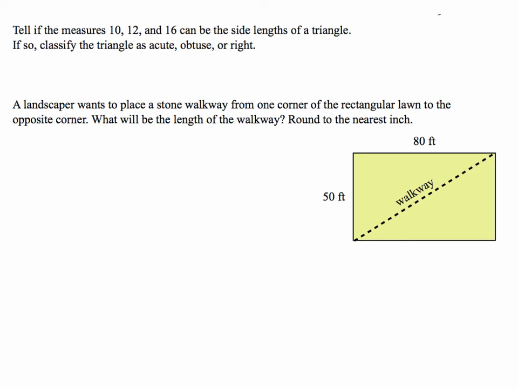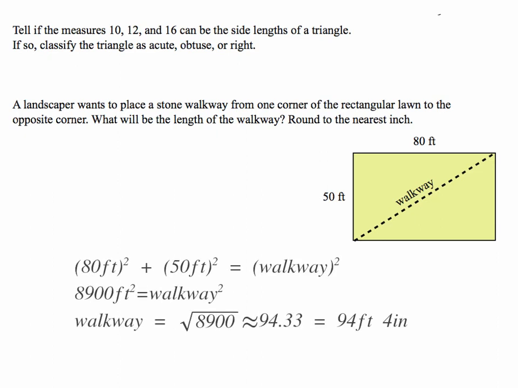A landscaper wants to place a stone walkway from one corner of the rectangular lawn to the opposite corner. What will be the length of the walkway? Round to the nearest inch. What we have is a right triangle, so we're going to use the Pythagorean theorem. So 80 feet squared plus 50 feet squared is equal to the length of the walkway squared.